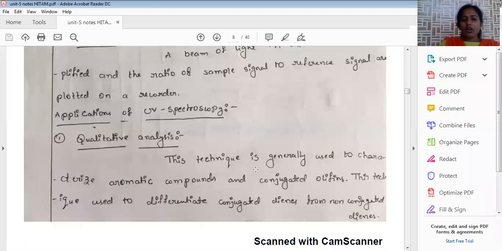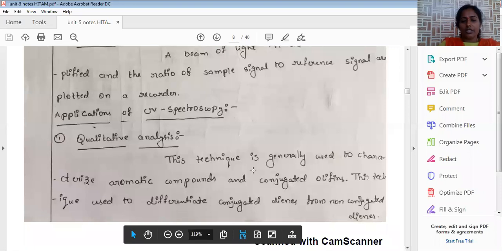Whether the compound is conjugated or non-conjugated, this is a major application of UV visible spectroscopy. Conjugation, in the sense, if any compound has alternate double bonds and single bonds, is called a conjugated system. A double-single bond arrangement is called a conjugated arrangement. So this can be easily identified by using UV visible spectroscopy.